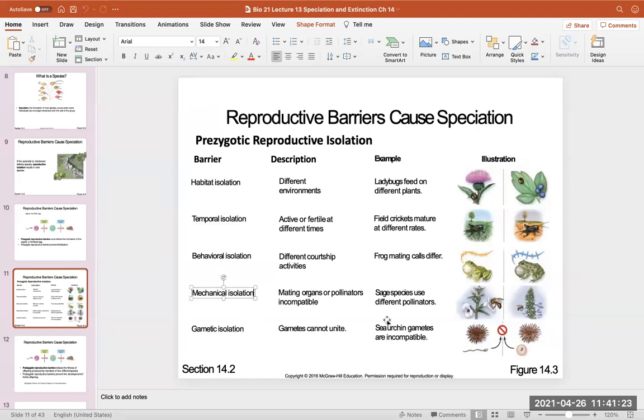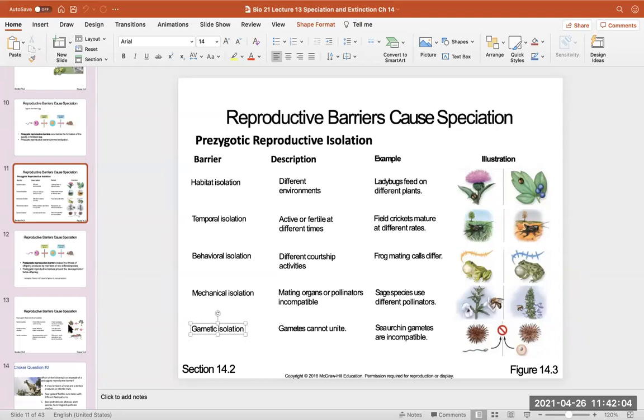Gametic: sometimes there are chemicals that are found on the egg and the sperm. Think of corals, or sea urchins actually. They release their eggs and sperm in water and hope they'll find each other. But sometimes there are chemical receptors that the sperm doesn't recognize on the egg, or they don't fit together or work together, then it won't be able to fertilize the egg. So the gametes cannot unite because of the chemicals. So that's gametic. So you have 5 types of pre-zygotic reproductive isolation. And these are the barriers.